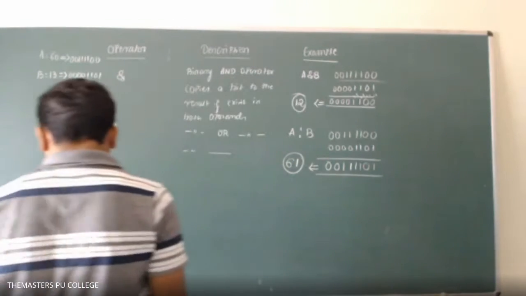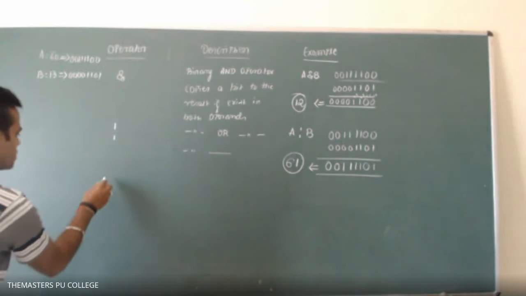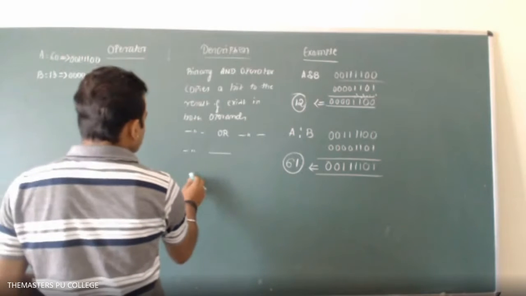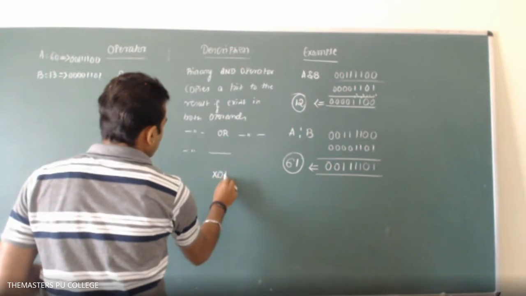61. Next. What is this operator? Exclusive OR. So this can be written as exclusive OR, XOR.